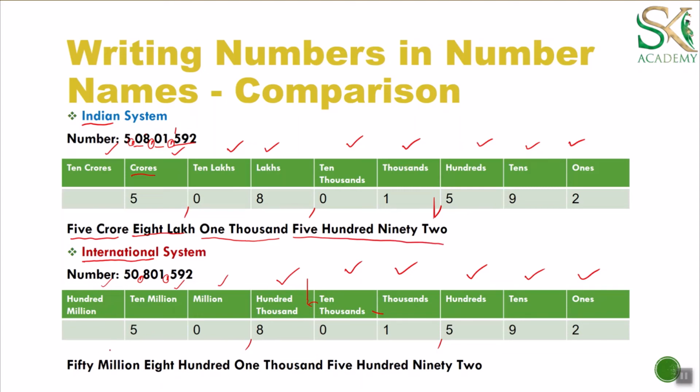Whereas for the international system, as I told you, you need to consider the 2 boxes. So 50 million, 801, that is 801,000. Here this is thousands, right? Similarly, here it is millions. So last 592. So this is how you have to differentiate, or how you need to write the number names or the commas for the Indian system of numeration and the international system of numeration.